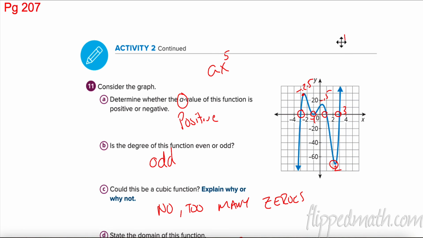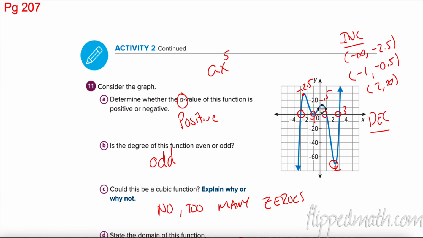So where is it increasing? Well, it's increasing from negative infinity to negative 2.5. From negative infinity to negative 2.5, it's definitely increasing. Then it decreases. Then it increases again from negative 1 to negative 0.5. Then it decreases. Then it increases from 2 to infinity. All right? That means it's going to decrease right here from negative 2.5 to negative 1, and decreases here from negative 0.5 to 2. That's where it's going to be decreasing.